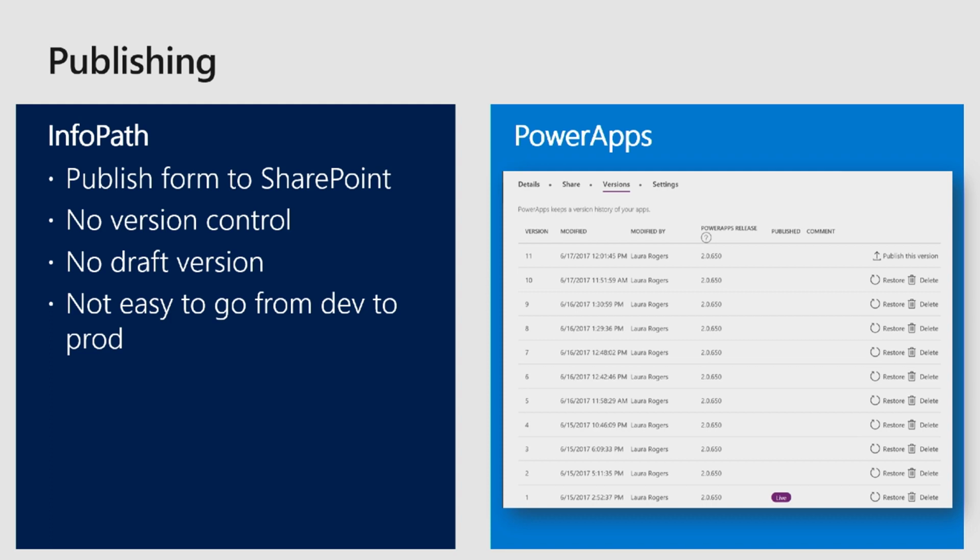PowerApps is awesome. It's got versioning, so every time you save a change to your app, it saves it as another version. You can revert to versions, just like with SharePoint. And you can also take your whole app and package it as a zip file, and take it to some other tenant, some other system, some other environment in Office 365, and just import it in. So this is a huge improvement from the way we had to do things in InfoPath.